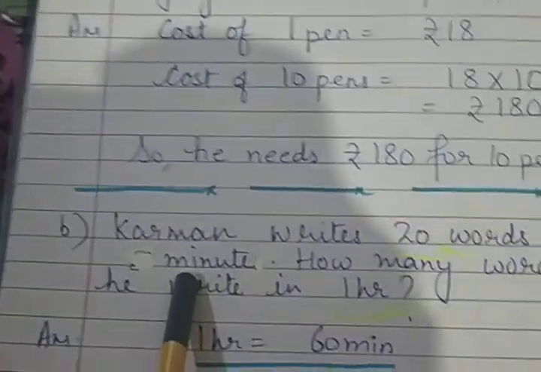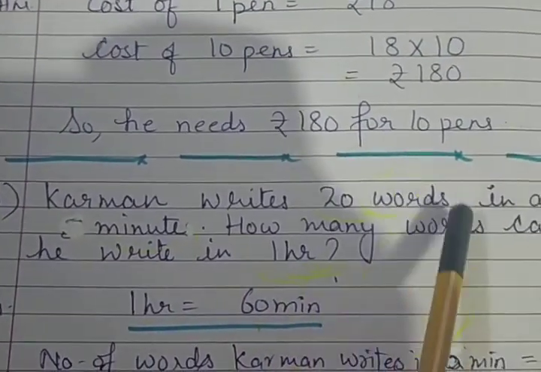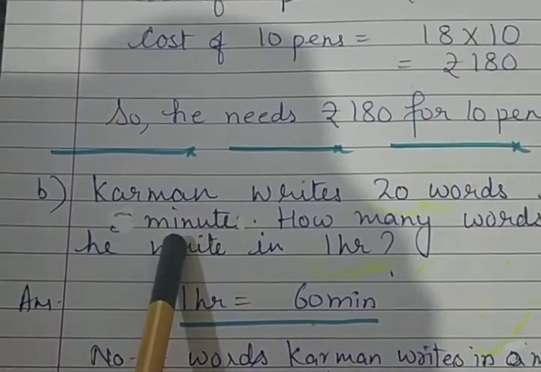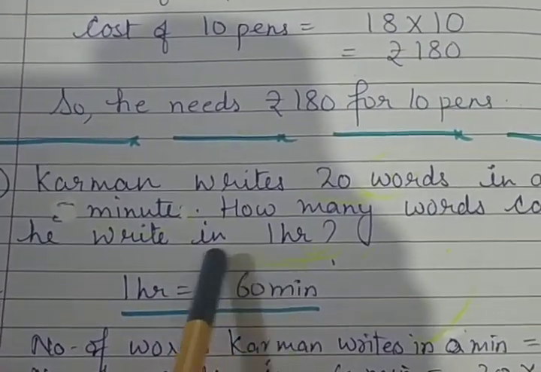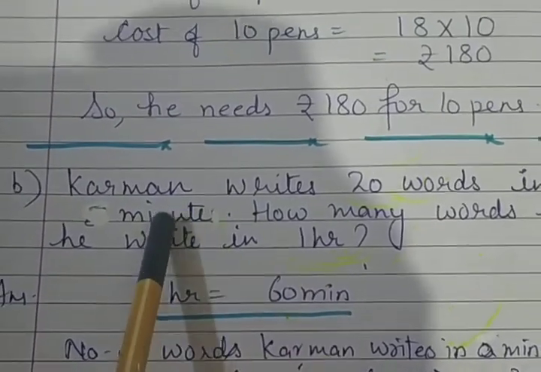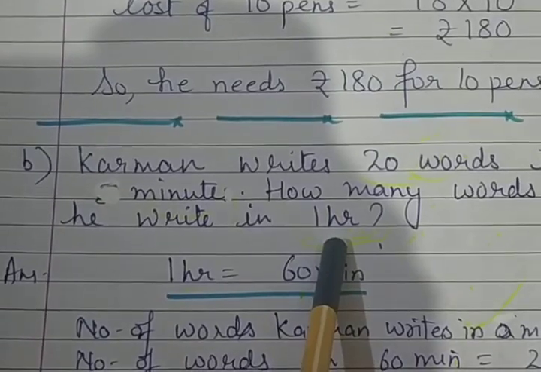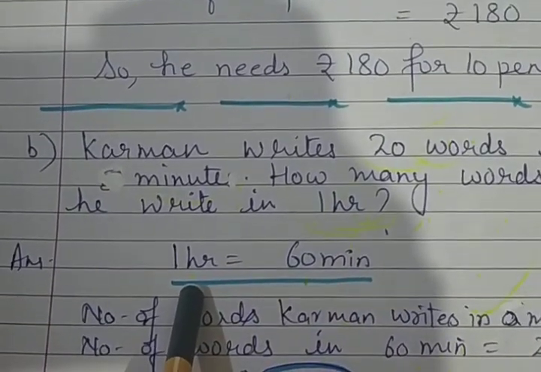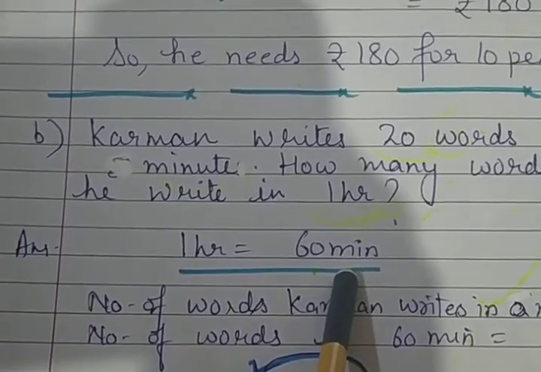Let's take another example. Karman writes 20 words in a minute. So in 1 minute, how many words Karman writes? 20. How many words can he write in 1 hour? Now this is minute and this is hour. So I can't do a direct working of this. So what I have to do? I have to first find out how many minutes are there in 1 hour. So 1 hour has 60 minutes.